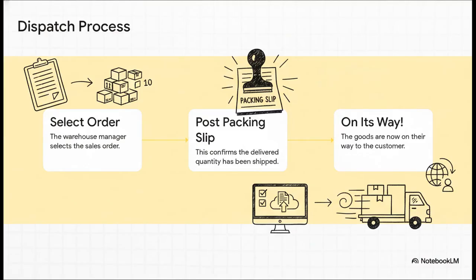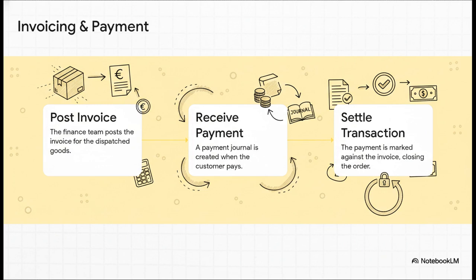So the warehouse team springs into action. They see the 10 units are available, and they get them ready for shipping. The key step here is posting a packing slip. And this isn't just a piece of paper. It's a digital confirmation in the system that says, hey everyone, the goods have officially left the building and are on their way.